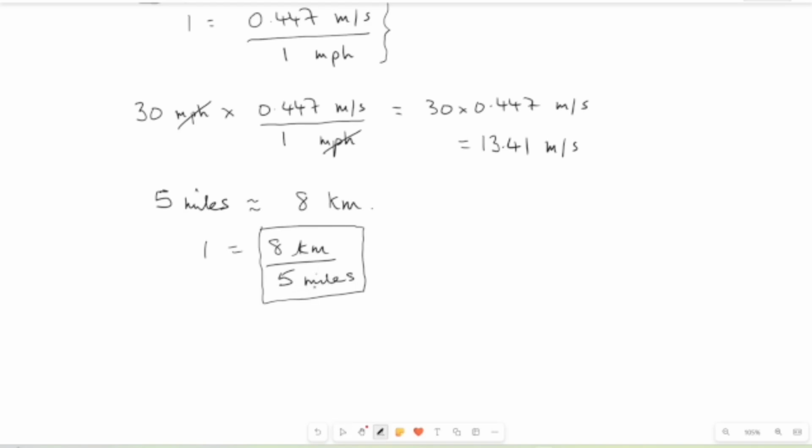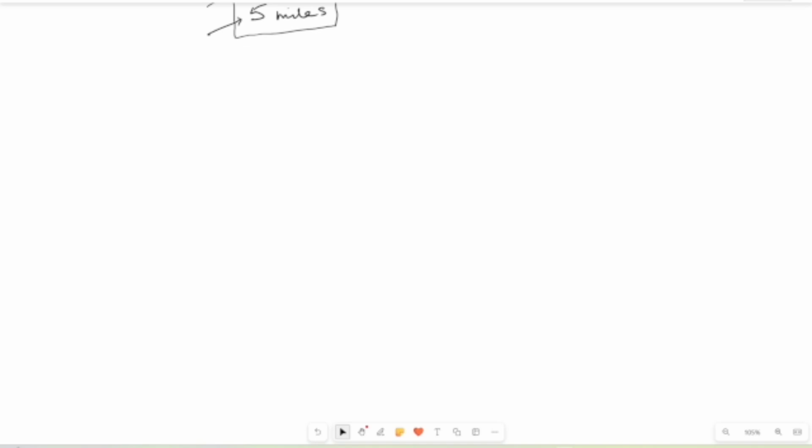Well, this would be right for doing cancellation of miles on the top, like for example 30 miles per hour. We could multiply it by this to get rid of the miles. It doesn't always have to be 1 on the bottom or 1 on the top. It works very well with any equality. I'll show you just one more example of a conversion. This one is going to be a volume.